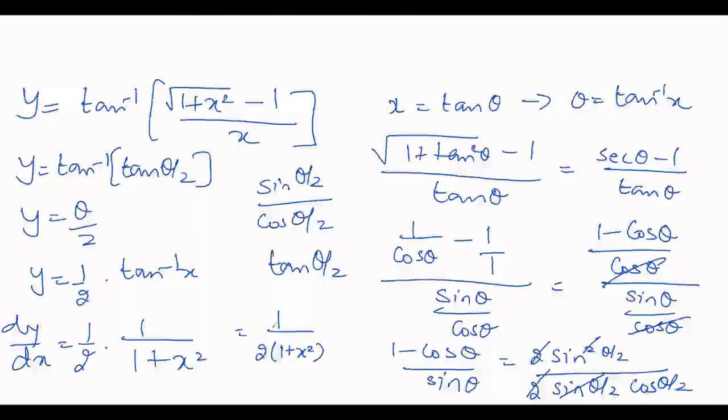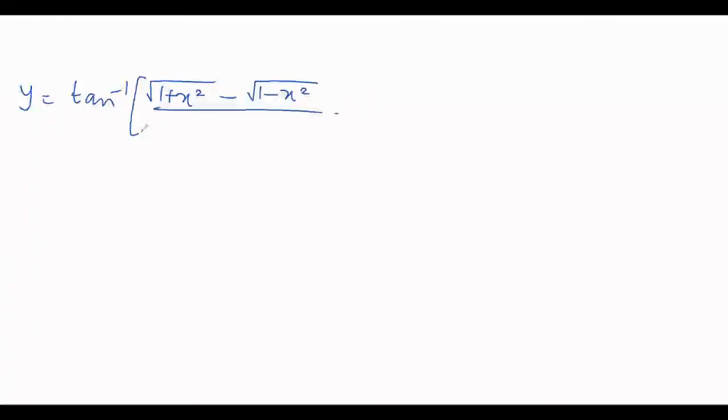Okay, now let me clear this. Let's do one more question. Y is equal to tan inverse of (square root of 1 plus x squared minus square root of 1 minus x squared) divided by (square root of 1 plus x squared minus square root of 1 minus x squared). I think in the denominator it is plus. Yeah, that's okay. Now I'm going to use the substitution x squared is equal to cos theta.